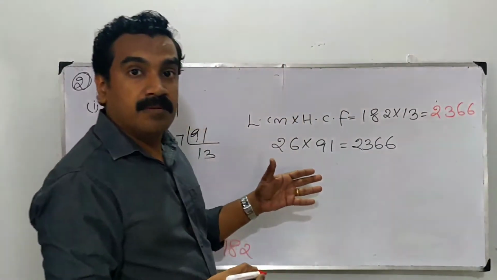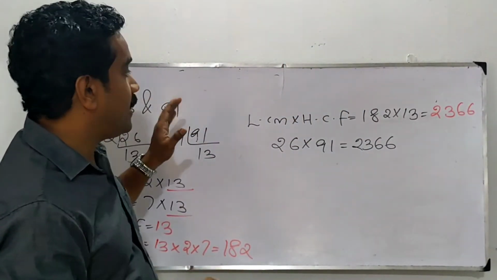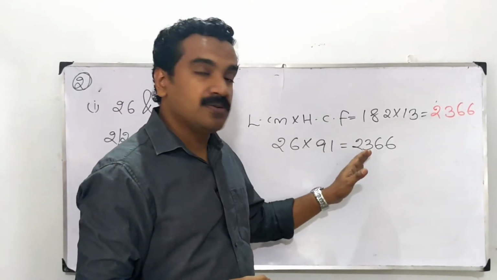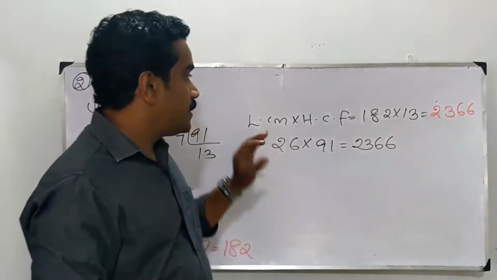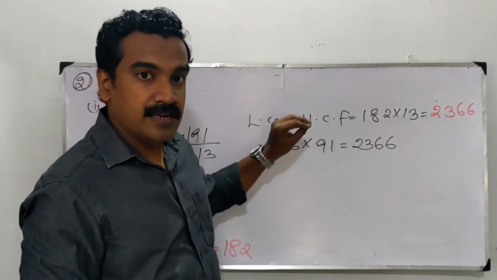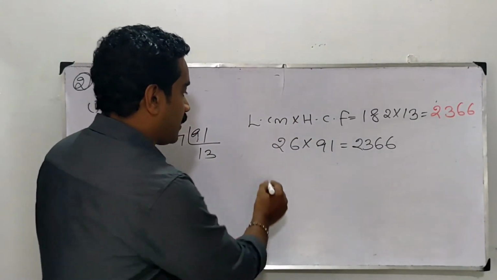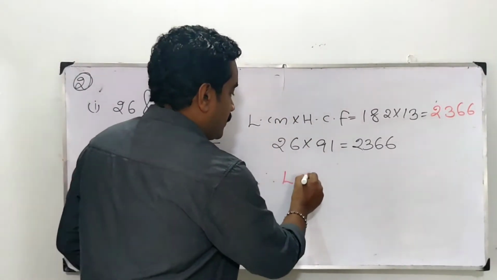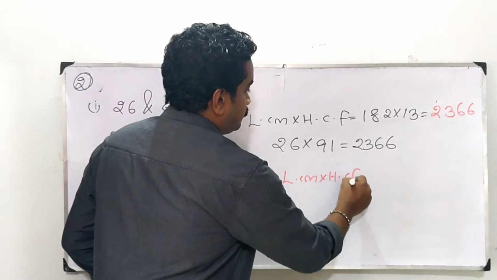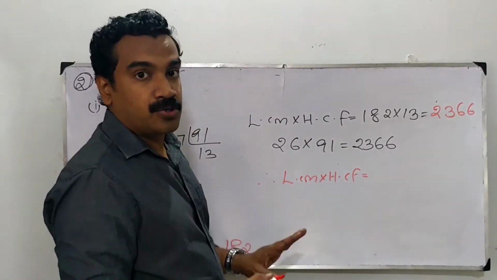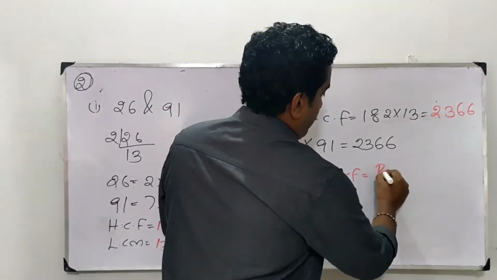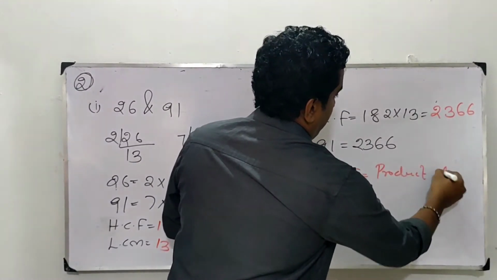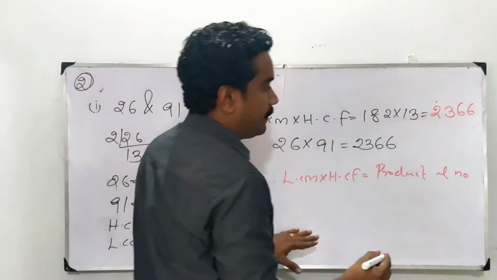And the product of the numbers, what is the product of the numbers? 26 and 91. So 26 into 91 is also equal to 2366. So LCM into SCF is equal to the product of the two numbers. So we can write here LCM into SCF is equal to product of numbers.